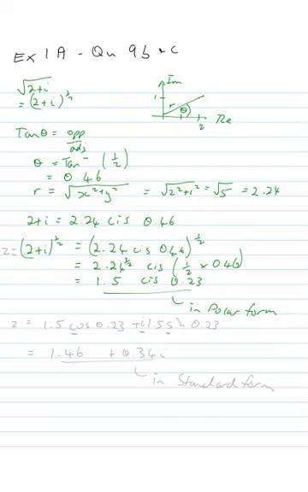Then question C asks you to find the same thing but in standard form. So in that case, if I call this z, I can say that z is going to be equal to 1.5 cos 0.23 plus 1.5, I'll put the i there, sin 0.23, which is where the cis comes from: your cos, the i and the sin. So if we work out 1.5 cos 0.23, we get 1.46, and work out 1.5 times sin 0.23, we get 0.34i. So that would be my answer in standard form.